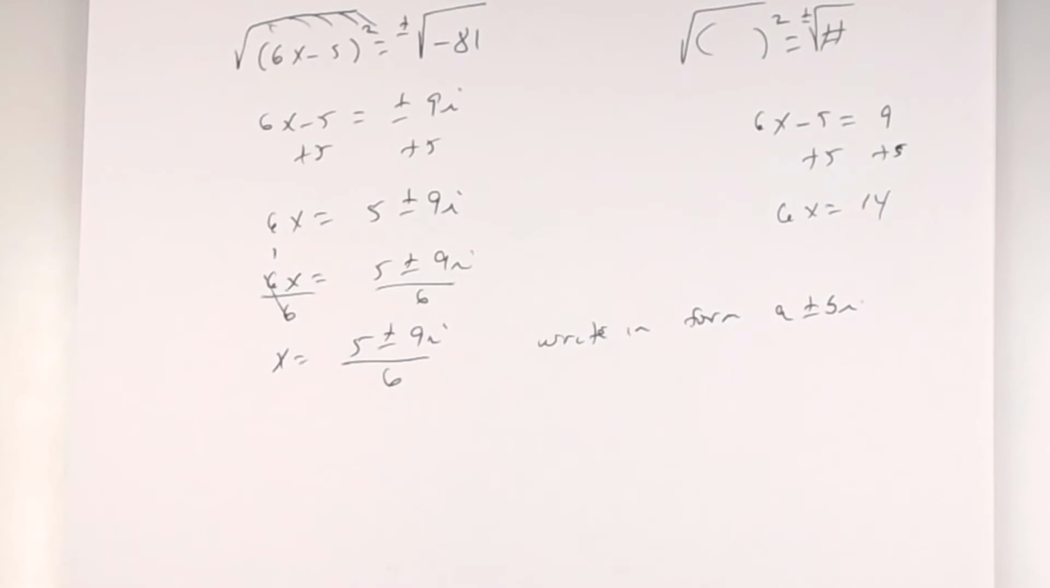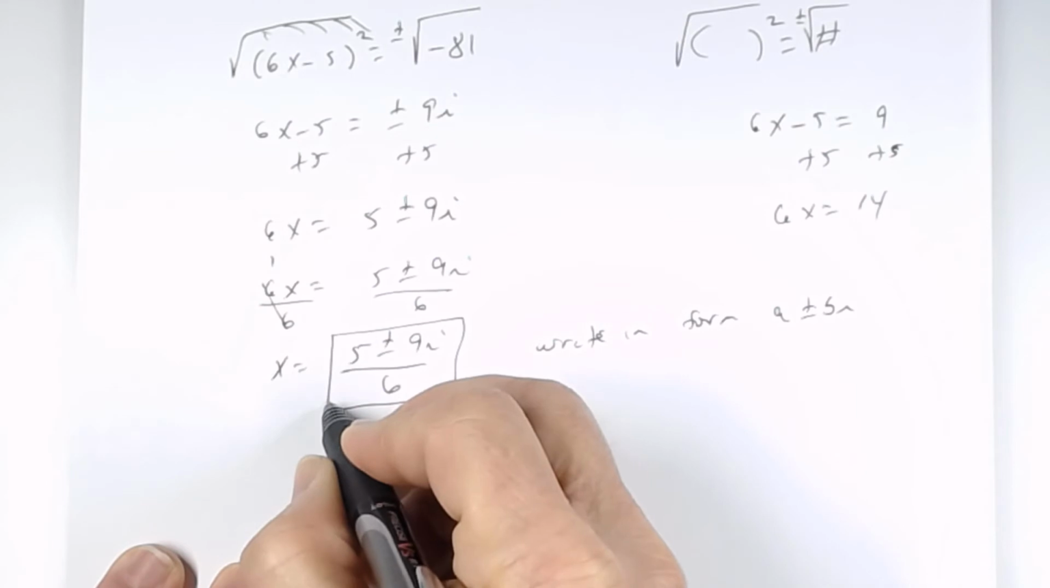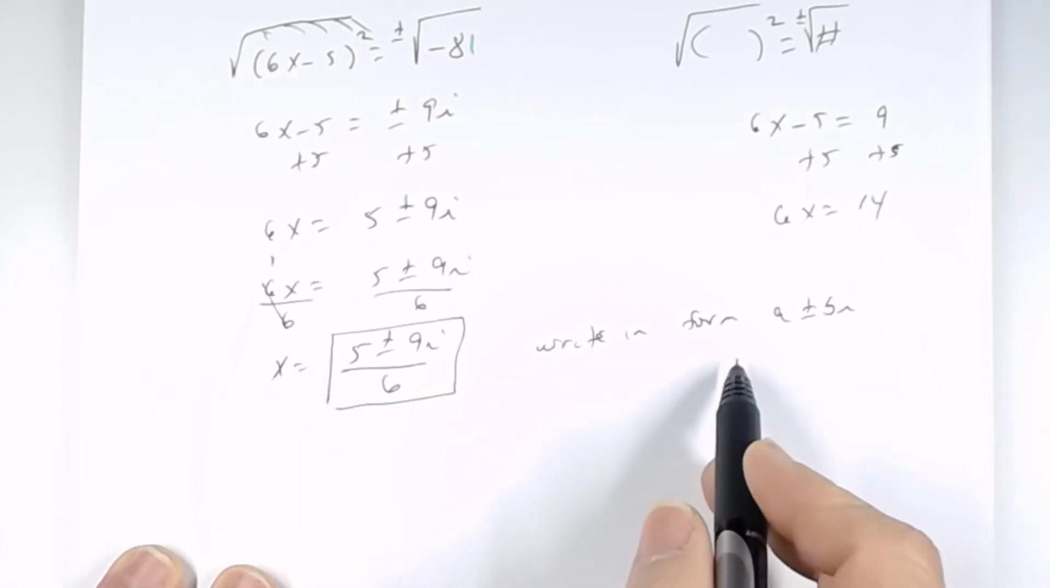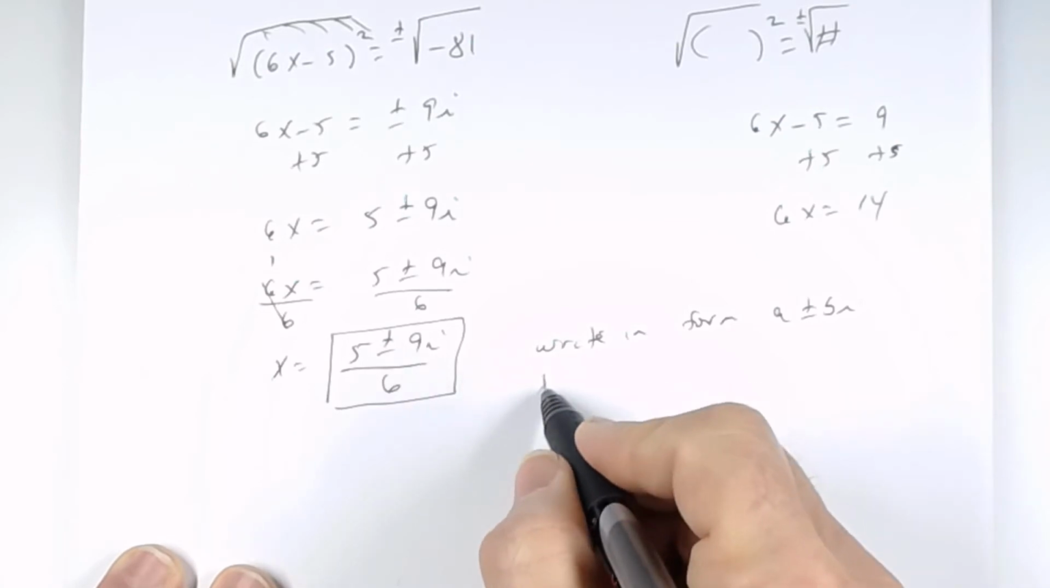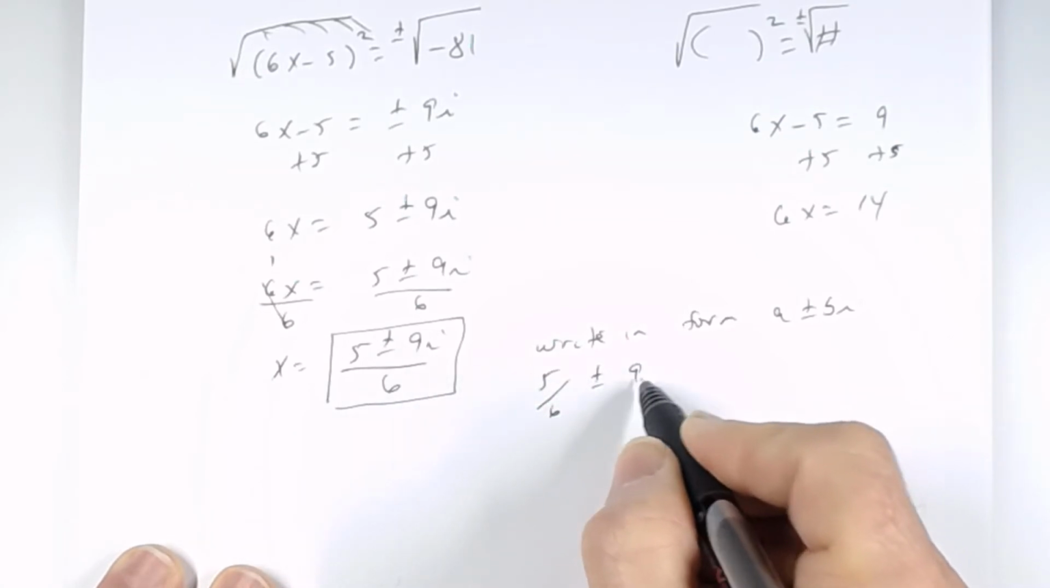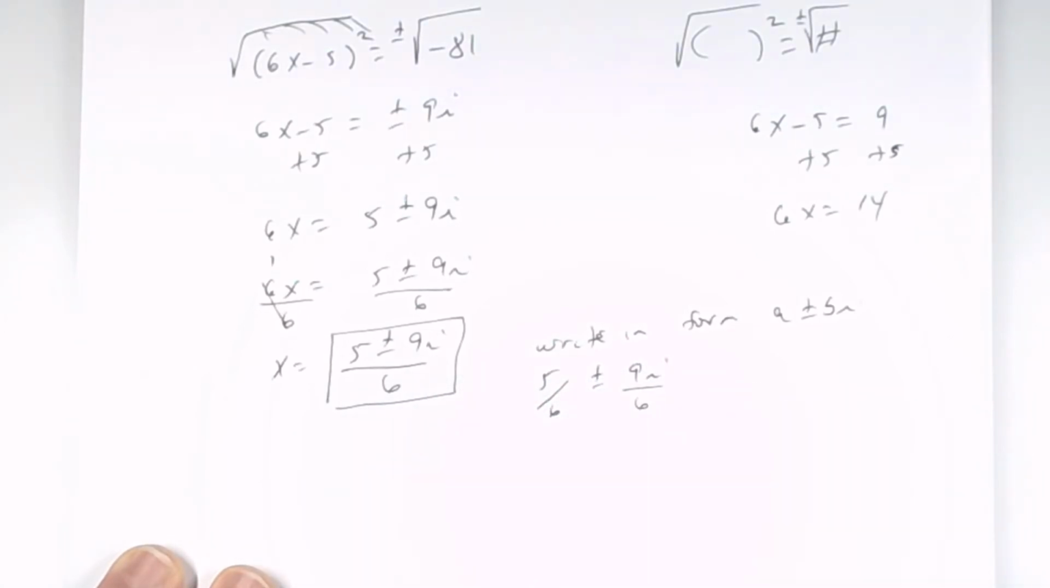So you'd say 5 divided by 6 plus or minus 9i divided by 6. That's what that would mean. But you can leave your answer like this on the worksheet. If it says write in the form a plus minus bi, then just write two fractions. So you'd say 5 divided by 6 plus or minus 9i divided by 6.